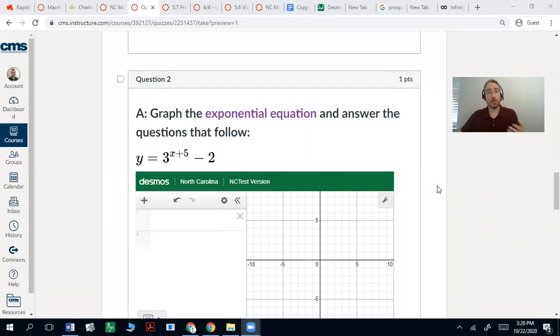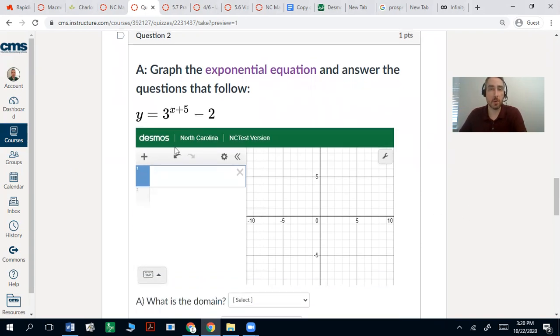All right, let's explore another variation of the same problem as before. This time, we are going to be transforming. So we have 3 to the x plus 5 minus 2. So we're translating that left 5 and down 2 from the parent function 3 to the x power. So we want to graph that first to see what that looks like.